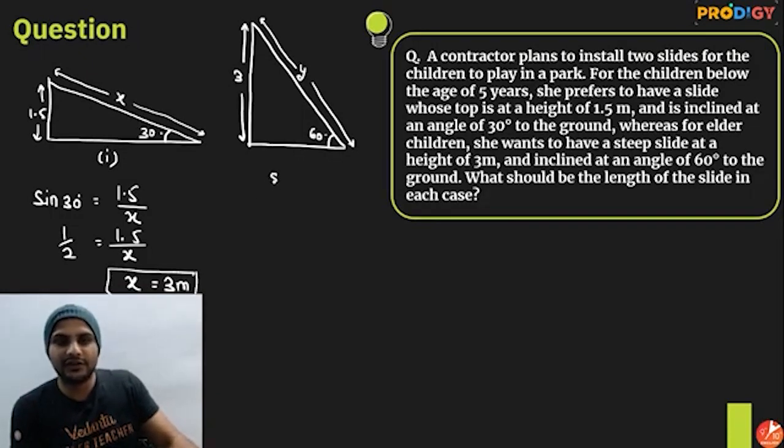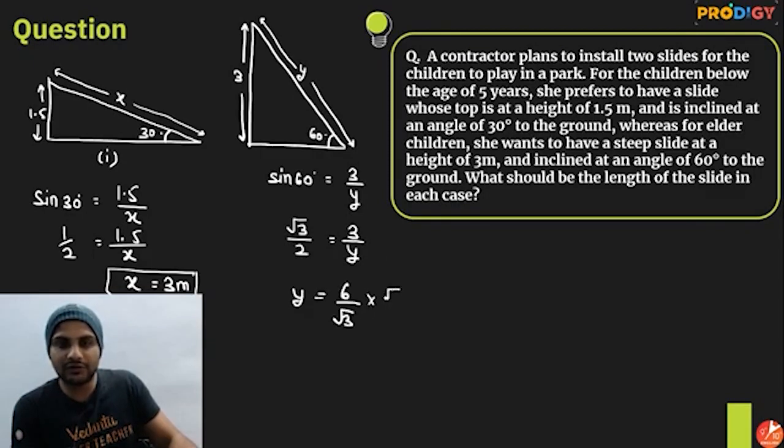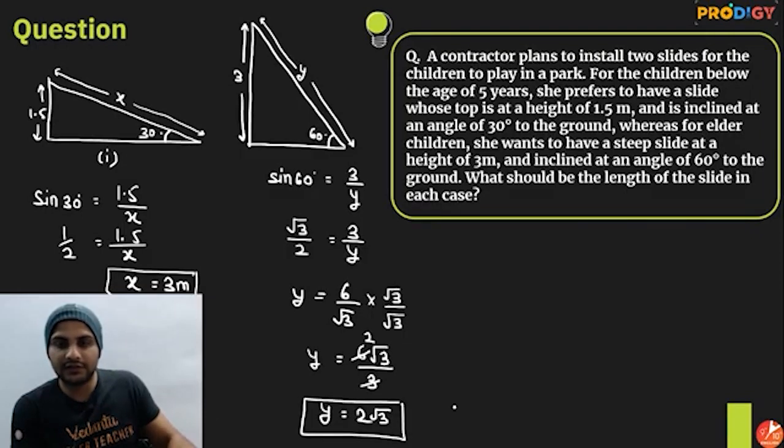Similarly over here, sine of 60 degree will be equal to perpendicular upon hypotenuse. Sine 60 is root 3 by 2 is equal to 3 by y. So y will be equal to 6 upon root 3, multiply with root 3 and root 3, y is equal to 6 root 3 by 3, y is equal to 2 root 3. Rationalization we have done, y is equal to 6 upon root 3 we have got, which is 2 root 3.